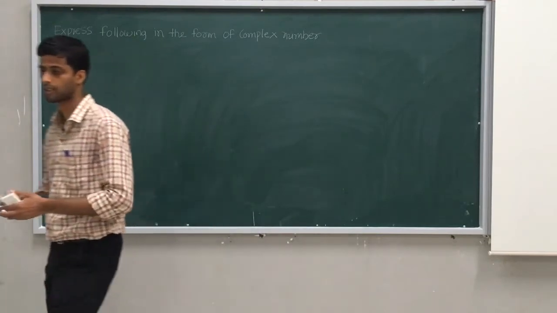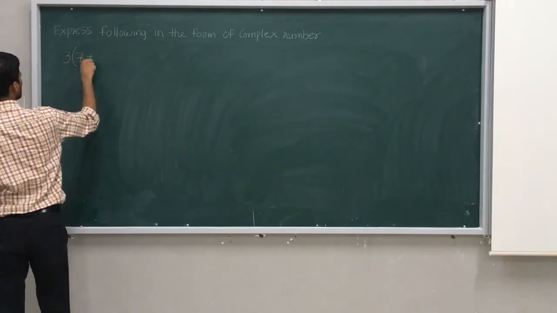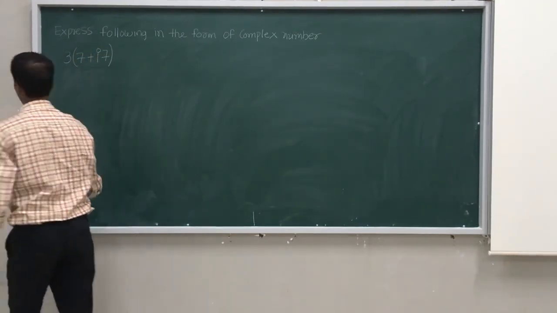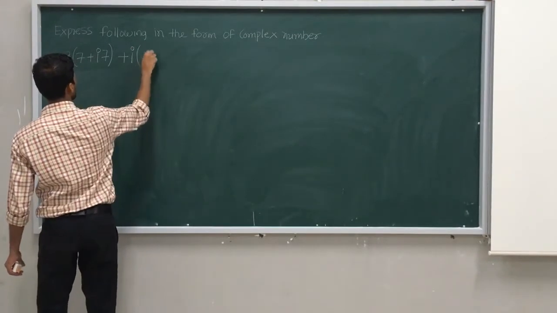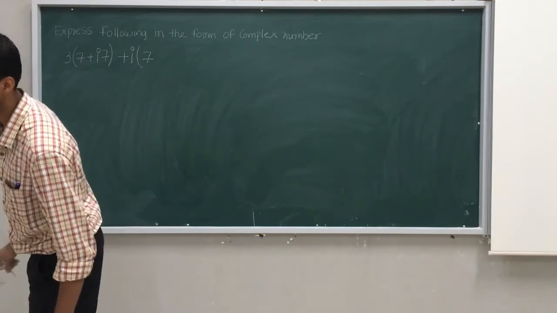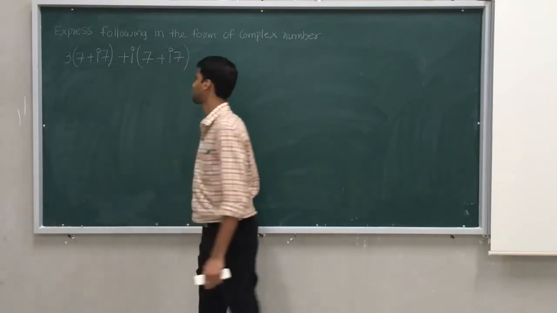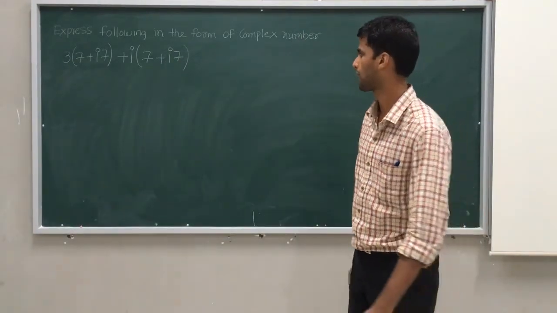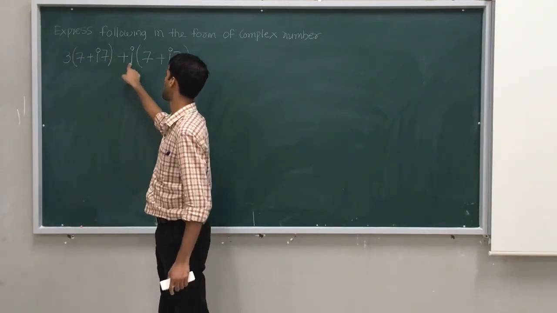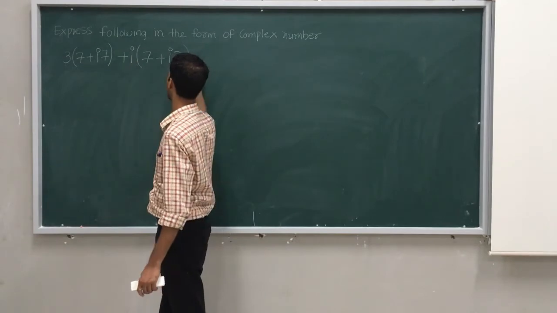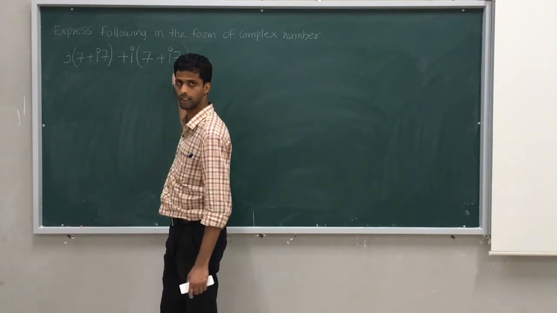So the next question they have given is 3 times of 7 plus i7, plus i times of 7 plus i7. Now you may ask the question, it is already a plus ib form, why do we need to simplify? The thing is, whenever you write a complex number a plus i into b, that a and b should be a real number, but this is not a real number, it's a complex number. So I need to simplify it.